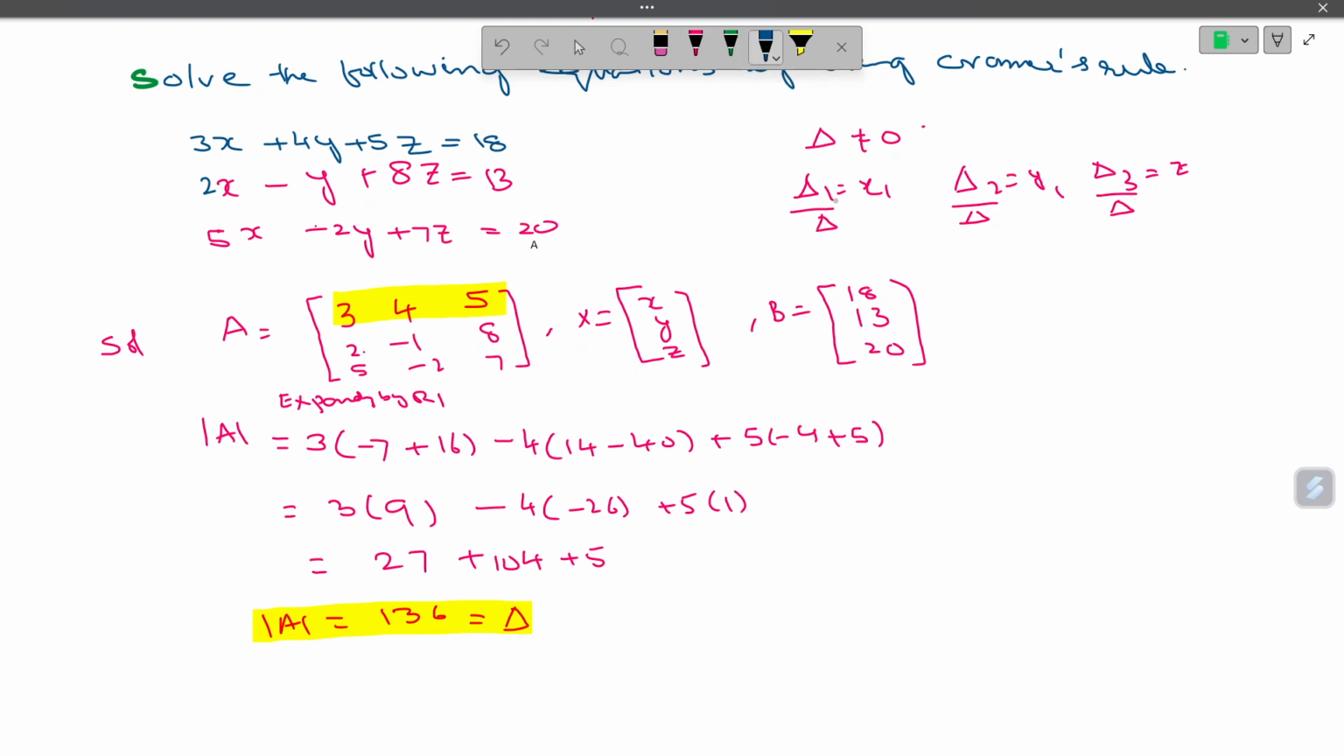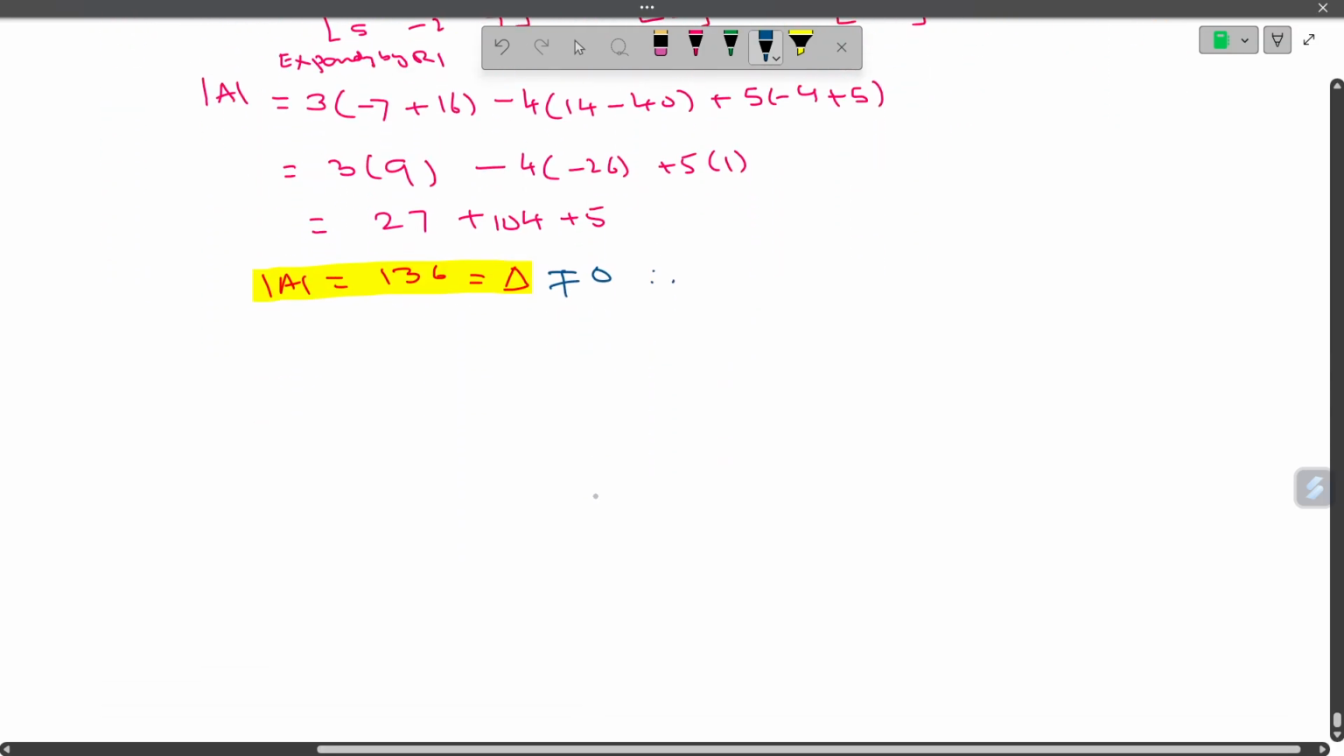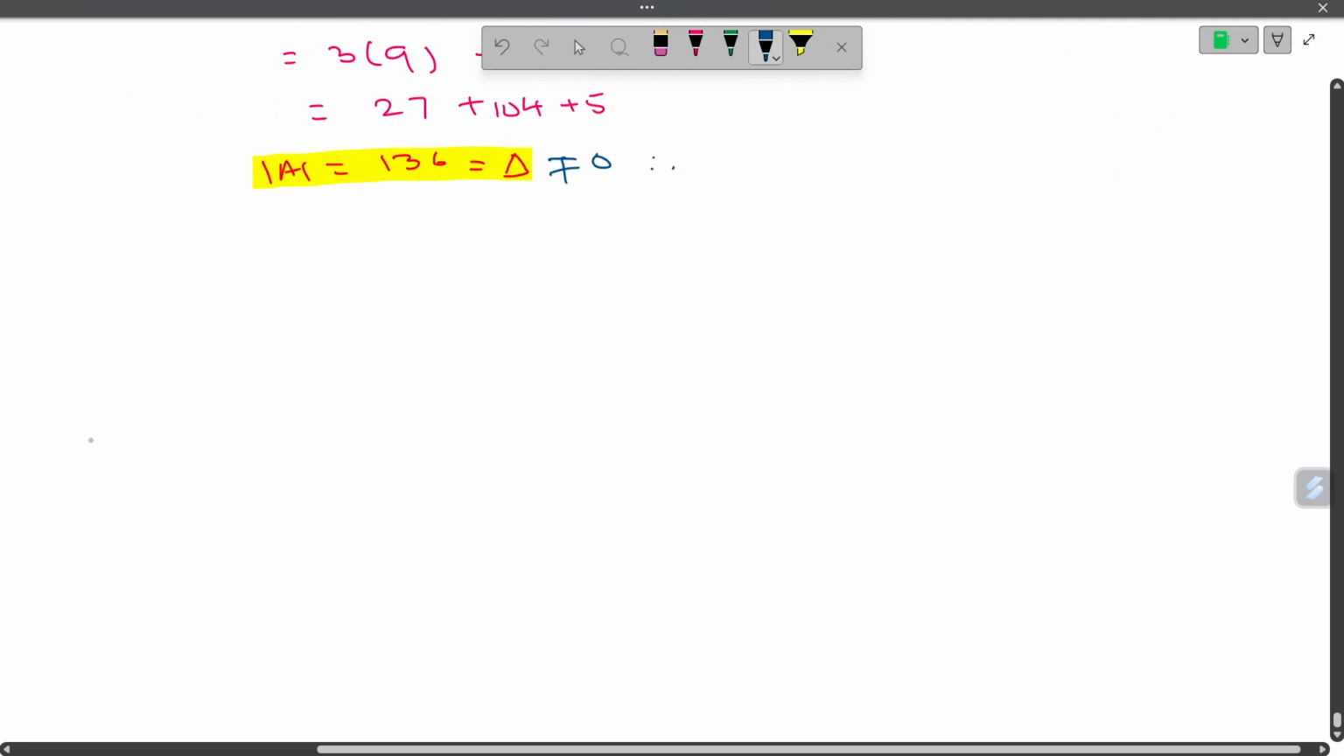Now, del is 136, which means it is not equal to 0. That means the values of x, y, z exist, so the given equations are consistent. Now we have to find del 1.